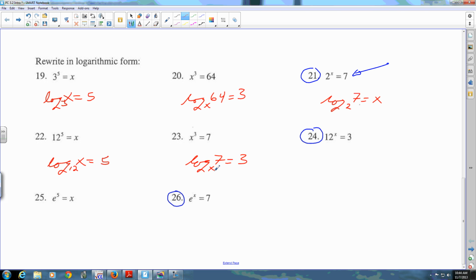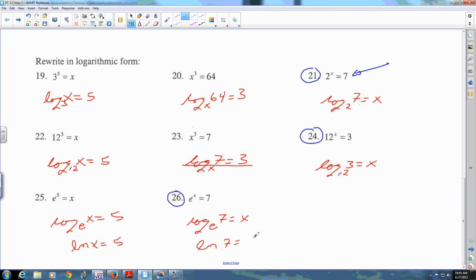Again, the x is lower and smaller, and the rest of the stuff is written on the same line. Okay? Log base 12 of 3 is x. Log base e of x is 5. And when you have a log base e, you need to take it that step further and write ln of x is 5. Log base e of 7 is x. Then you translate this part of it, and you get the ln of 7 is x.